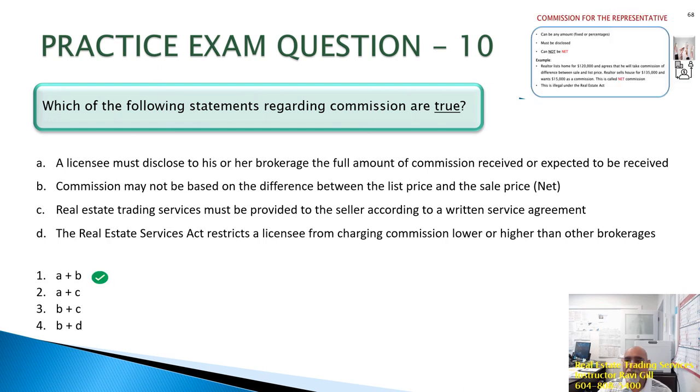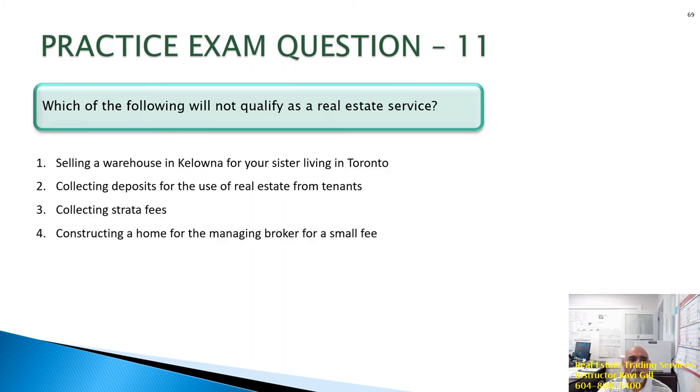Okay, so number 11. Which of the following will not qualify as a real estate service? Remember there are 3 real estate services: trading service, managing brokerage, managing strata, and managing rental property. So selling a house means trading service. In Kelowna, for your sister living in Toronto. They could be living anywhere as long as the selling or the buying is happening in British Columbia. Kelowna is in British Columbia. If it was the other way around, then it would be an incorrect statement.